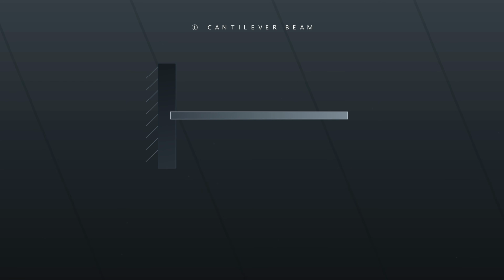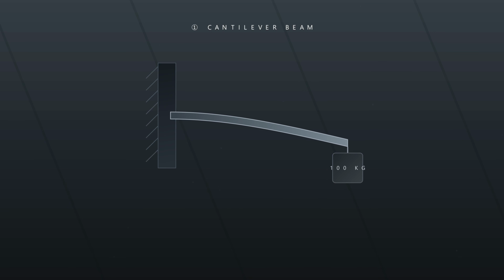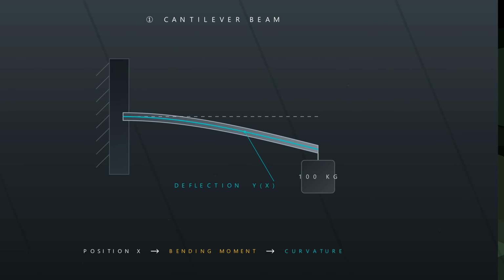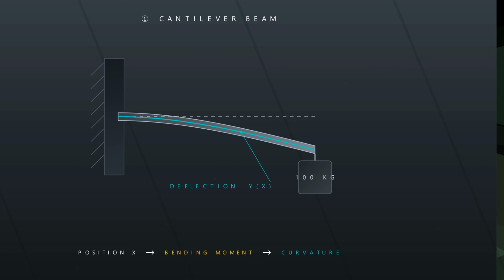First, a cantilever beam. This steel beam is fixed at one end and loaded with a 100-kilogram weight at the free end. The beam bends. The shape of the deflected beam, how far it deflects at each point x along its length, is described by a differential equation. The curvature of the beam depends on the bending moment, which itself depends on position. Second, our spring mass damper system from the introduction.